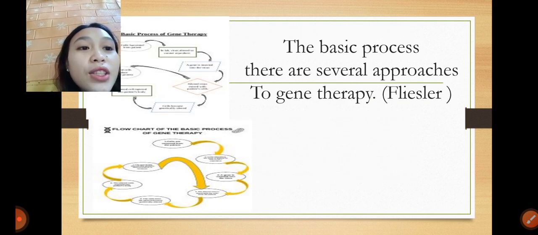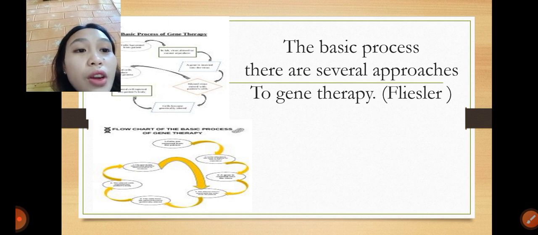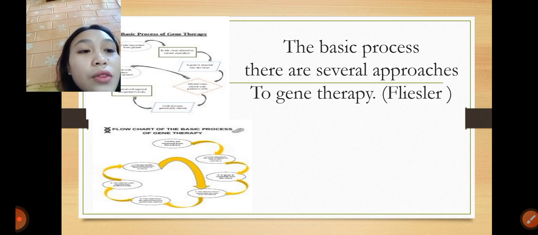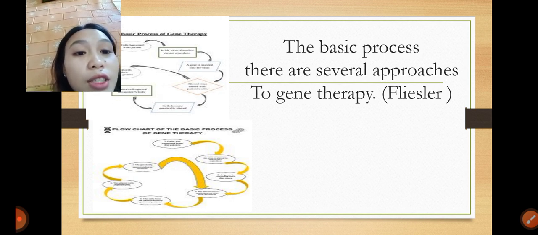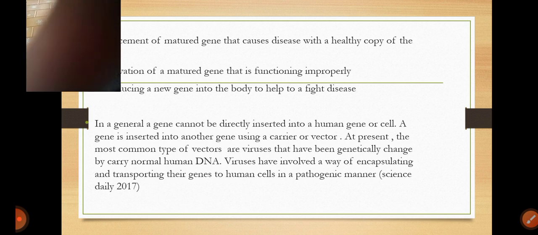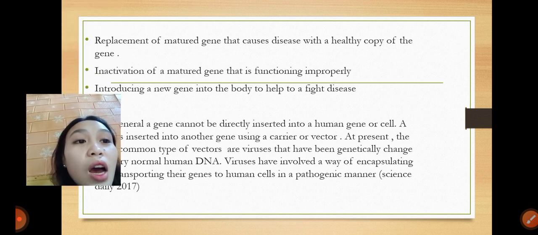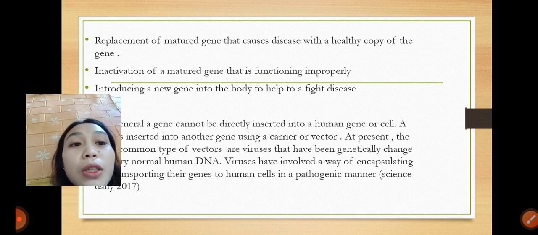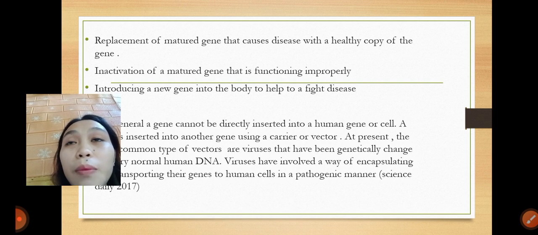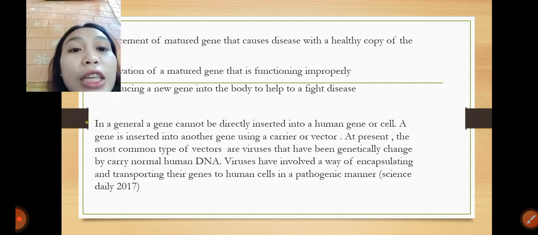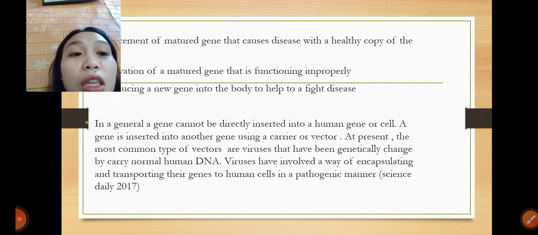The basic process: there are several approaches to gene therapy. First, replacement of a mutated gene that causes disease with a healthy copy of the gene. Second, inactivation of a mutated gene that is functioning improperly. Third is introducing a new gene into the body to help fight disease.